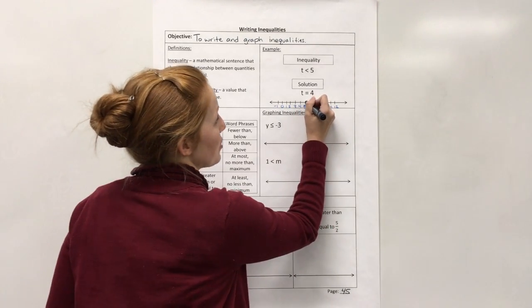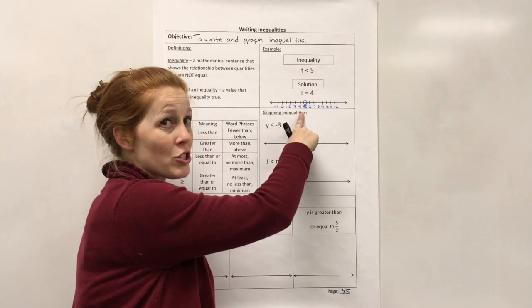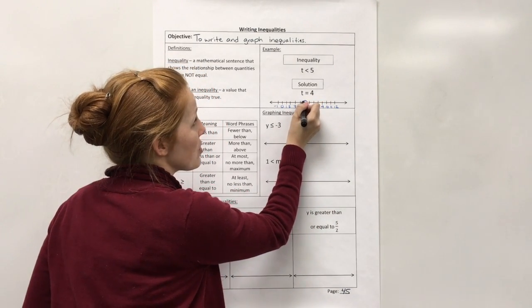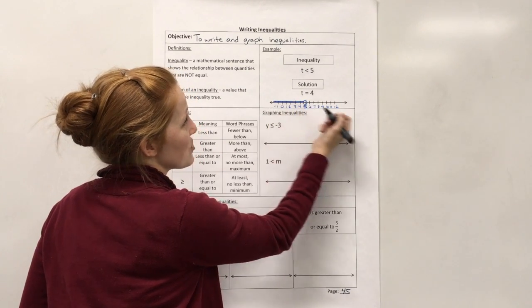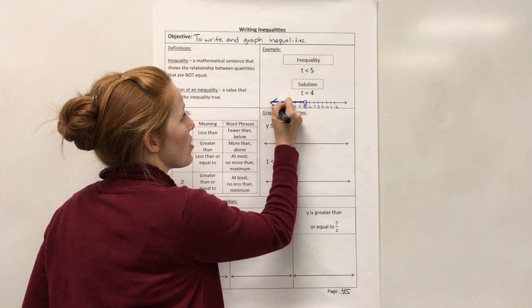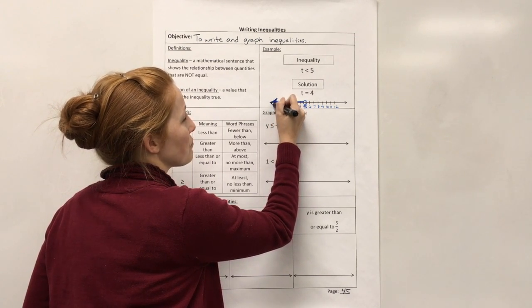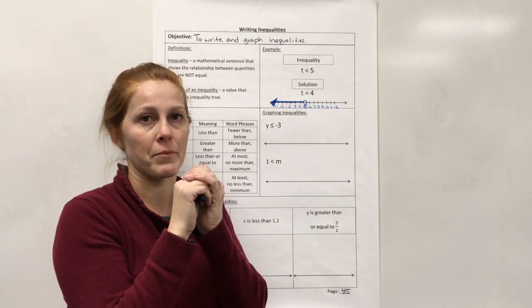So what I do is I put an open circle like this, which means that 5 is not a solution, but then I put an arrow going to the left because all of these are less than 5. So anything along this arrow could be a solution, but 5 is not going to be. That's why it's open and not filled in, okay?